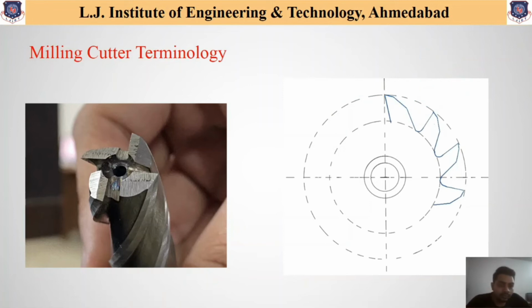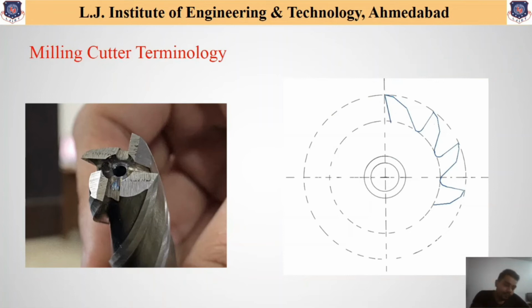Now another point: this first tip helps to remove the material from the workpiece, and this tip is called the cutting edge, which helps to remove the material. We can also call it the cutting point or cutting tip.